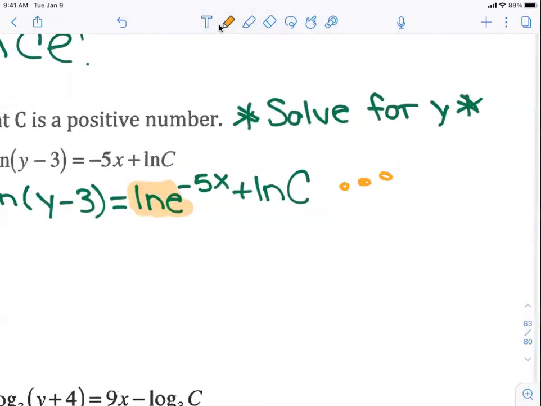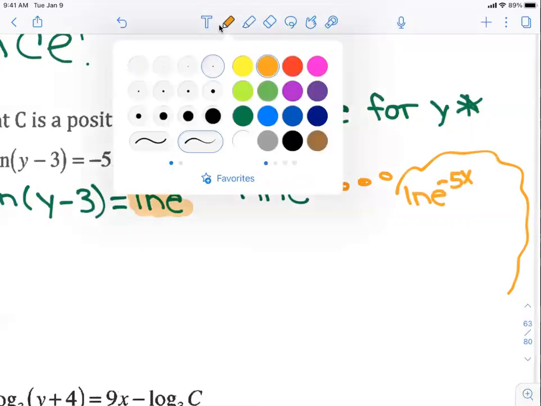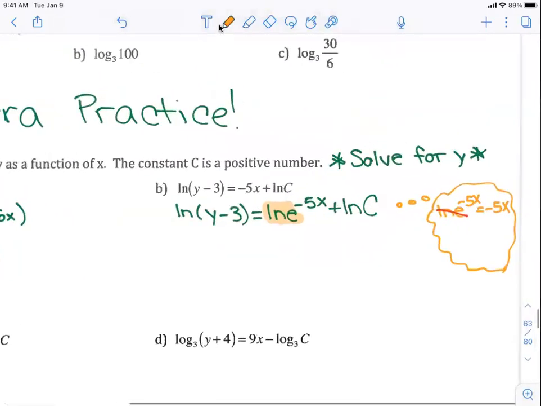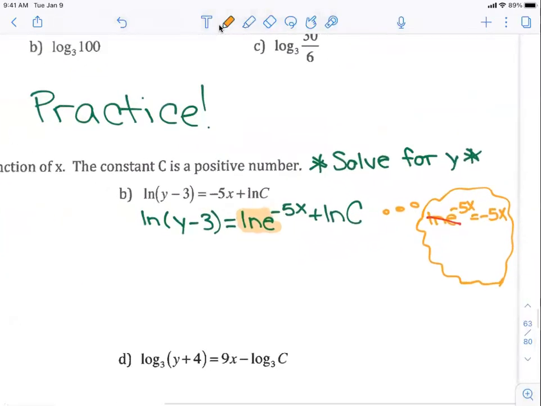So I'm going to put a little thought bubble here. Remember, natural log e to the negative 5x, we have a rule. That's like saying e to what power equals e to the negative 5x. The natural log and the e cancel, and that is equal to negative 5x. So I didn't change the problem, it's okay that I did that.